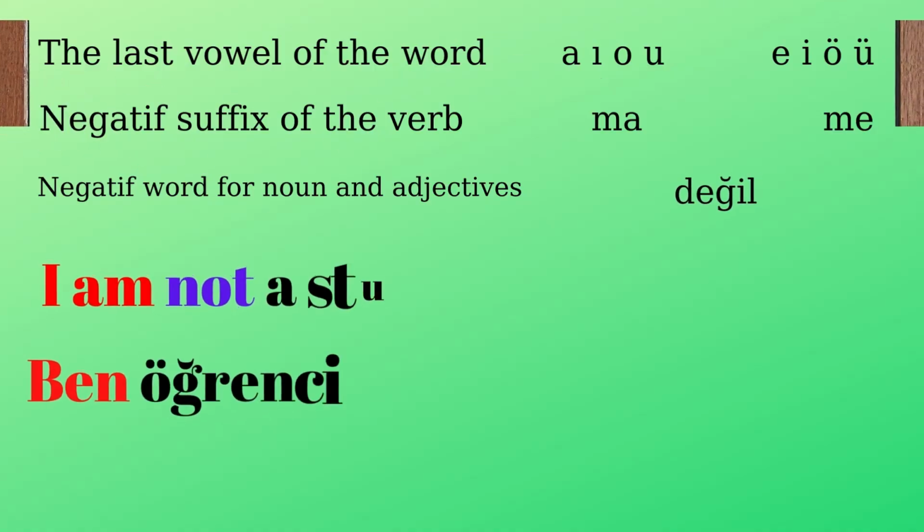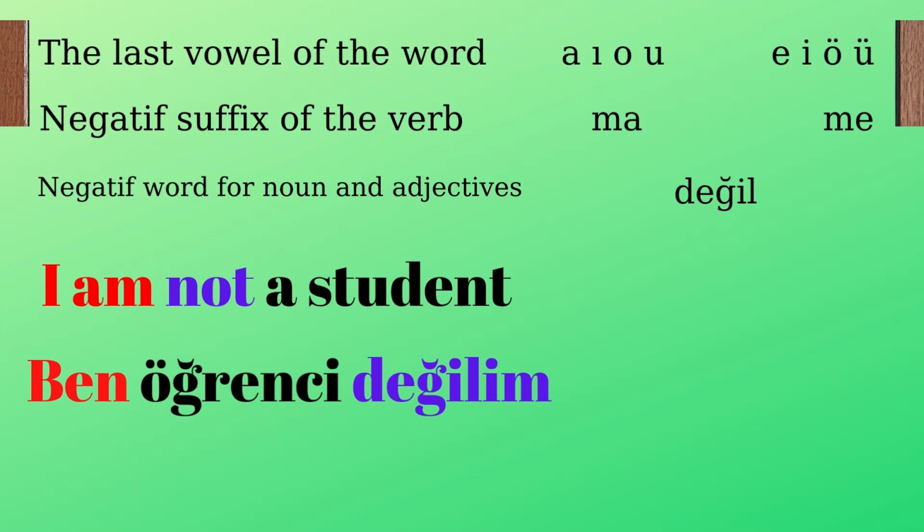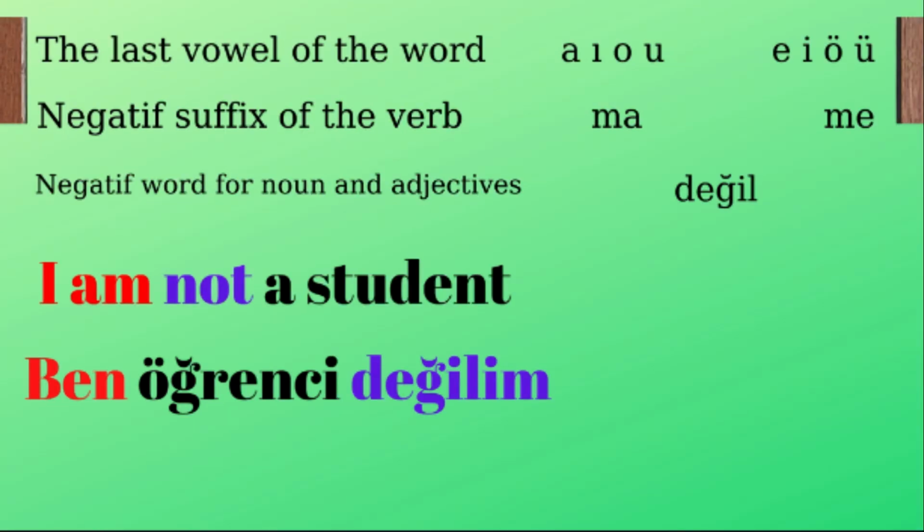Now let's learn how to form the negative form of the verb to be. For example, let's say I am not a student. It will be ben, I, öğrenci, student, değil, is not, and this last suffix changes depending on the personal pronoun. So I am not a student, ben öğrenci değilim. You know also that the yumuşak G, the G with an accent on top, is the extension of the vowel before. And we have already studied that. Ben öğrenci değilim.